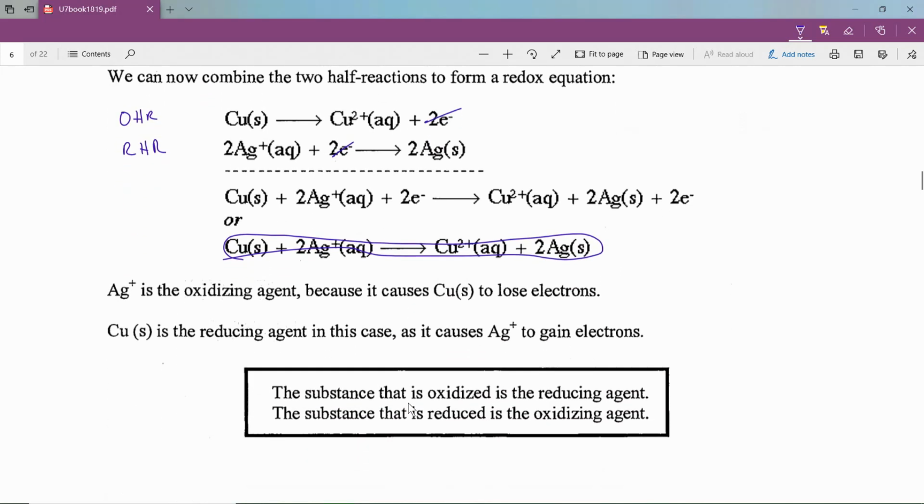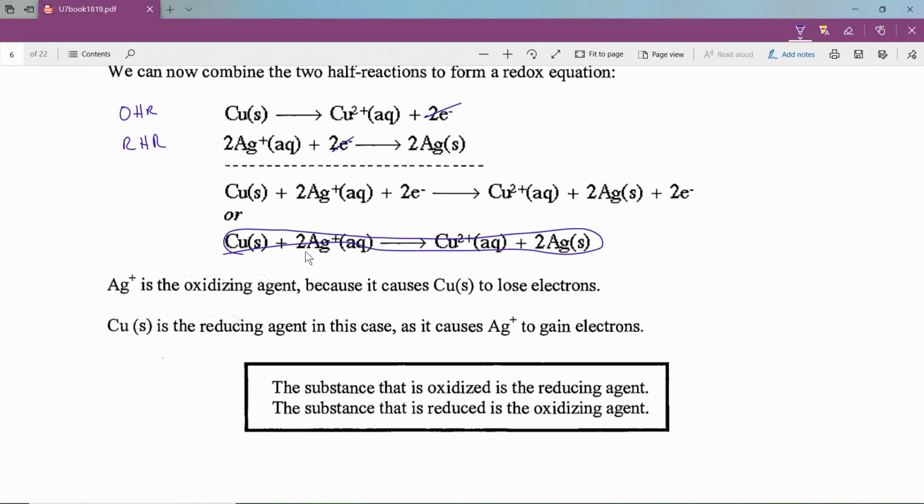Some students, by the way, think that the oxidation number depends on the coefficient. It doesn't. The oxidation number of Ag plus is +1. It's not +2, it's +1. The coefficient does not change the oxidation number.